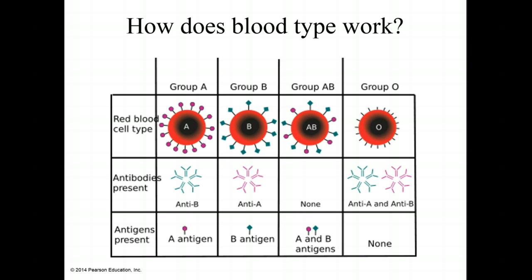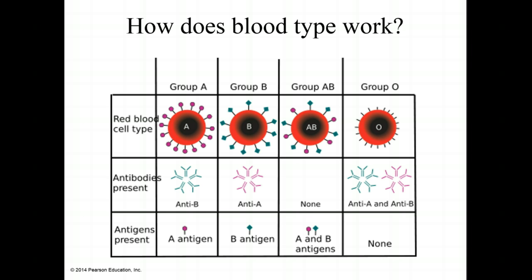If you are blood type B, you will have B antigens on the surface of your red blood cells, but you will make antibodies against the type A antigen. So if you're blood type B, you cannot receive type A blood or type AB blood. However, you can receive type B or type O blood.